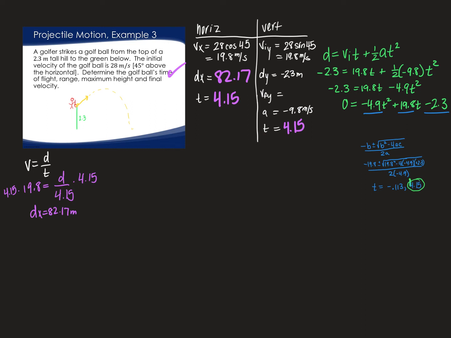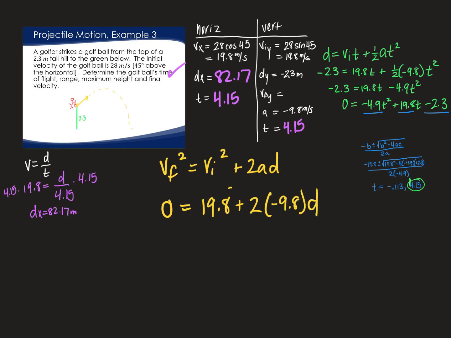Okay, so now we need to find our max height. So remember we said our velocity, what we're considering our final velocity, meaning the velocity at the max height, would be 0. So we can use the equation VF squared equals VI squared plus 2AD, right? And we'll use that to solve for D in this case, right? Because we know that at the max height, our final velocity is 0. Our initial is still our 19.8. 2, we know acceleration is negative 9.8, and D, 19.8 squared.